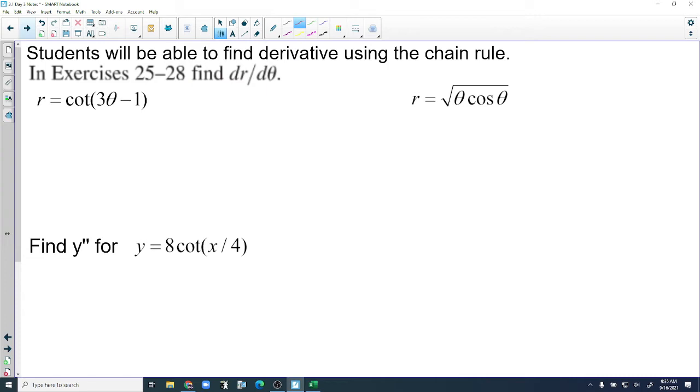This one should be fairly straightforward. Dr d theta is -3 cosecant squared of 3 theta minus 1. So the derivative of the outside is negative cosecant squared. Derivative of the inside is 3. Hope you don't mind that I put the 3 out there right away. I knew I was going to multiply by 3.